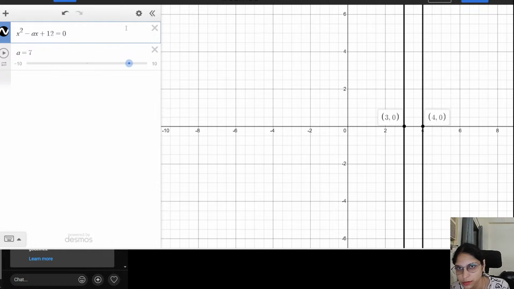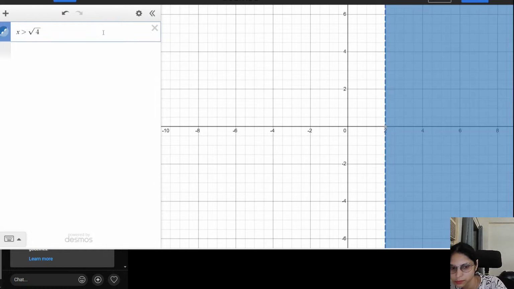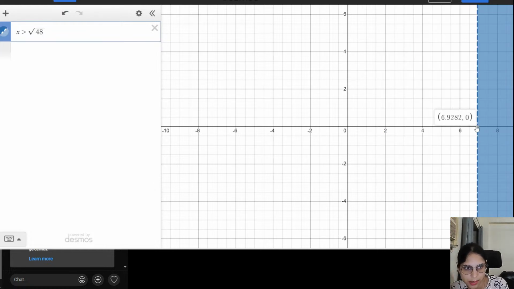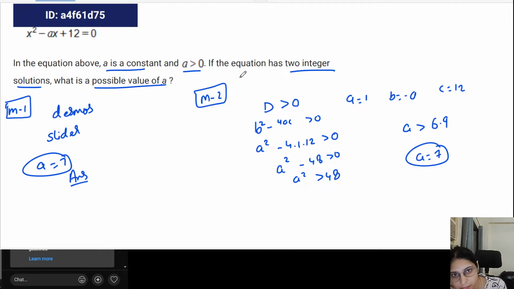So we check. Because it's positive, it's greater than 6.9282. So you've got all the options. And now how do we know we can choose 7 and it's an integer? So the values that you can take is 7, 8 or something like that.